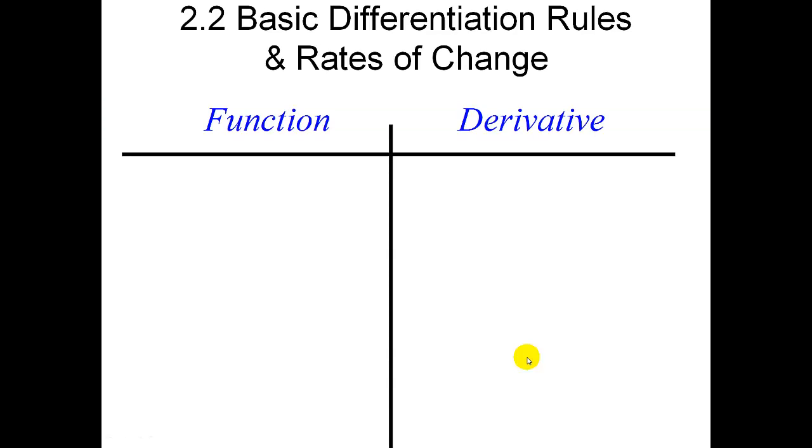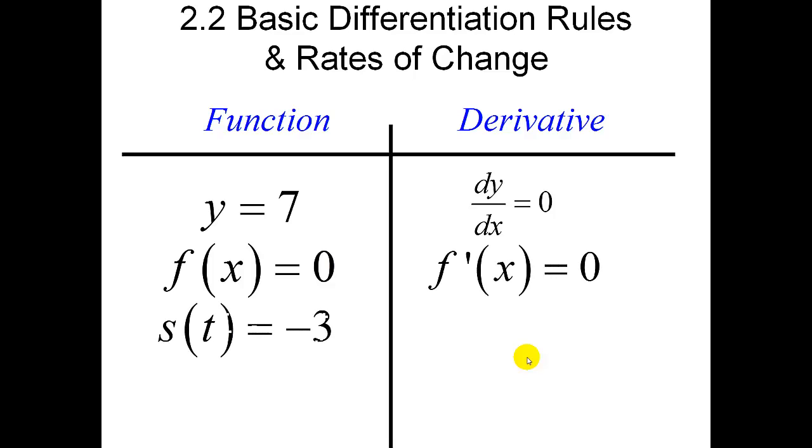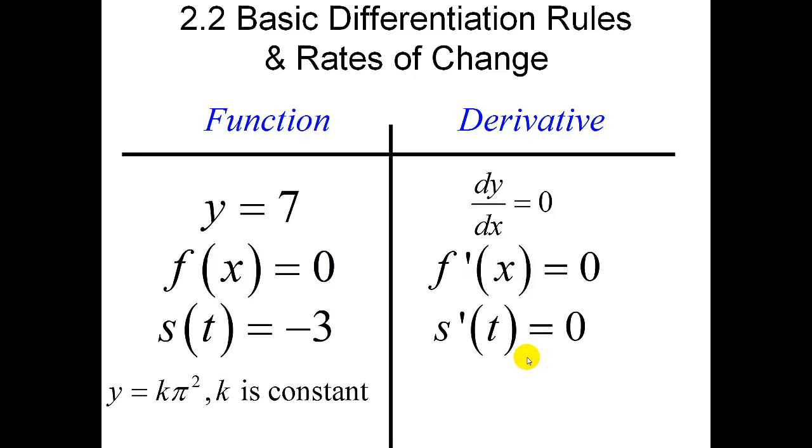Let's look at some examples. If y equals 7, the derivative of that function is 0. If f of x equals 0, f prime of x, the derivative of that function, is 0. Let's say s of t equals -3. Well, guess what? s prime of t is 0. Again, because the slope is 0, this function is a horizontal line.